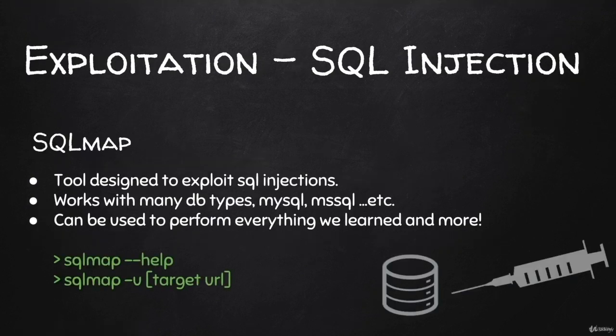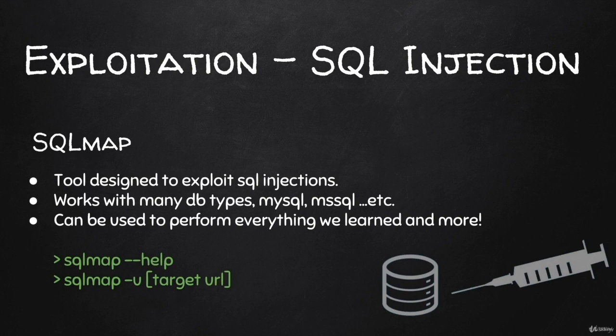In all of the lectures so far, we were exploiting SQL injections manually. So we were injecting the code into the URL or into the text boxes. In this video, I'm going to show you a tool called SQL Map, which allows you to do everything we learned so far and even more stuff. This tool can be used against MySQL databases, which is the one that we were having the example on. It can also be used against Microsoft SQL, Oracle, and other database types.